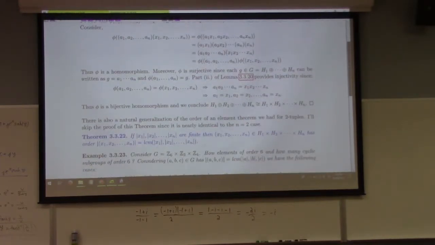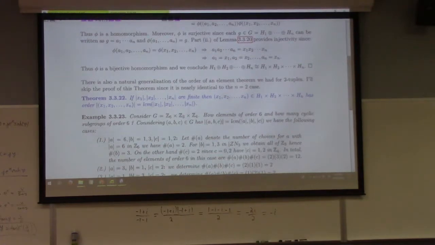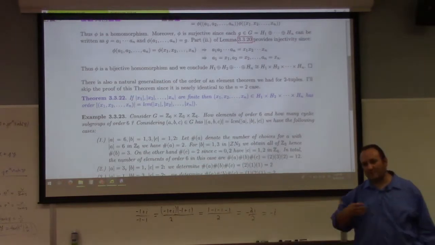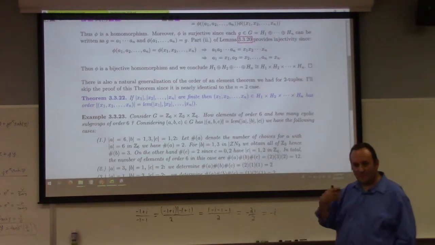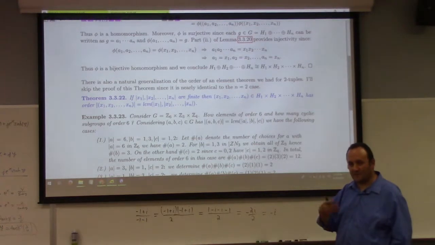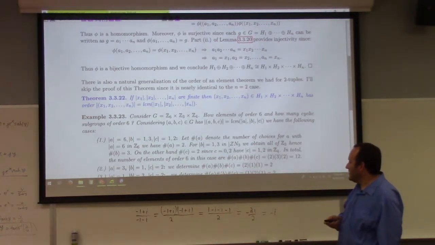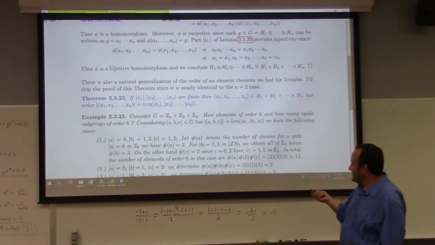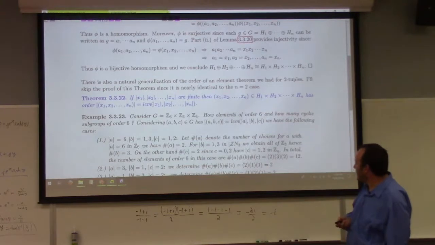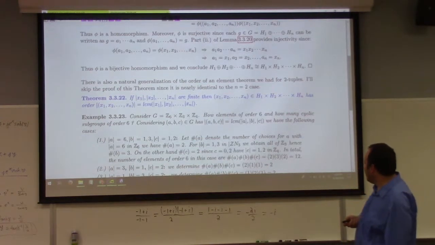So there was that, and also, if we have an n-tuple, you want to look at the order of the tuple. It's still true: it's the least common multiple of the orders of the components building the n-tuple. Yeah, that's still true. And here, I'm a glutton for punishment. I actually calculate the elements of order 6 in Z6 cross C3 cross C4. Why did I ever want to do such a thing?